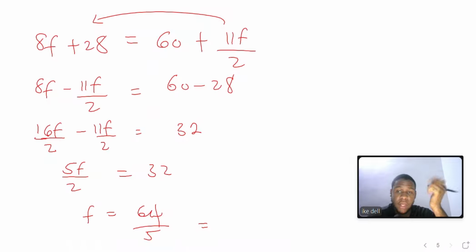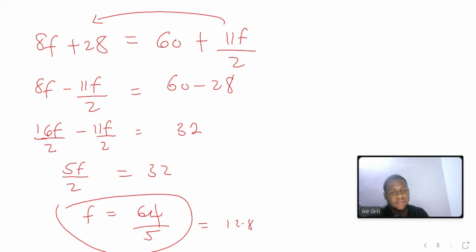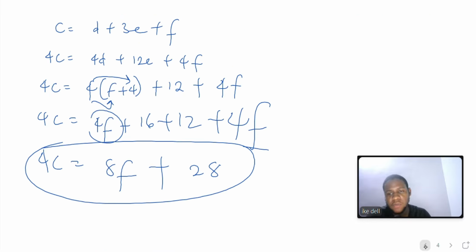And I guess that's what it will be. 64 divided by 5. 12.8. But let's just leave it as 64 over 5. That is f. So I'm going to just say f is 64 over 5. I'll just put a box around it. We've gotten our f.